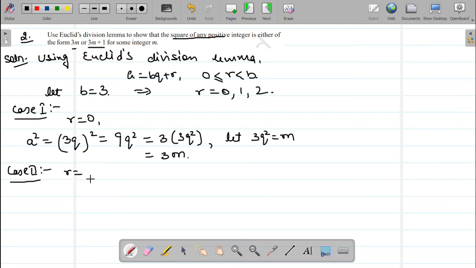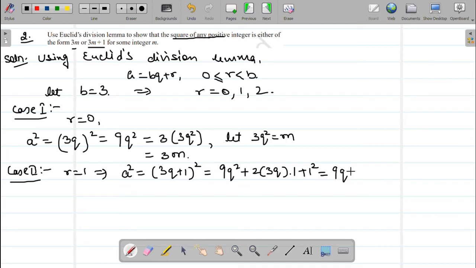Let r is equal to 1 this time. So this implies a square will be (3q plus 1) whole square. So if we open the whole square, 9q square plus 2 into 3q into 1 plus 1 square, which I can write as 9q square plus 6q plus 1.